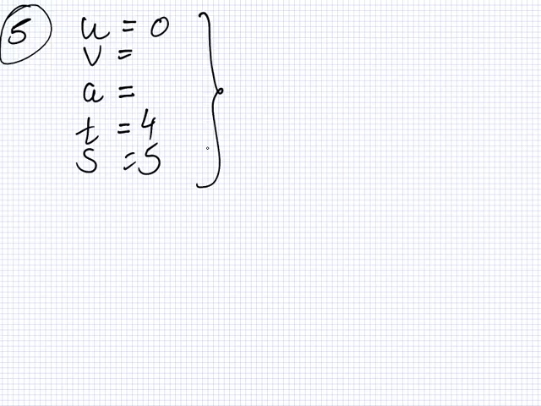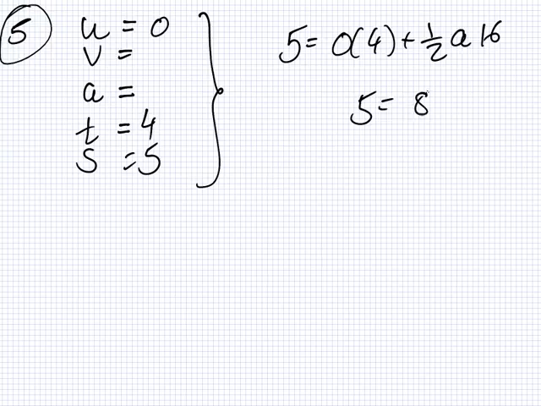Right, so we want the A. What will give us the A here? S equals UT plus a half A T squared, and we know the T. S equals UT plus a half A T squared. A equals 0.625 meters per second squared.